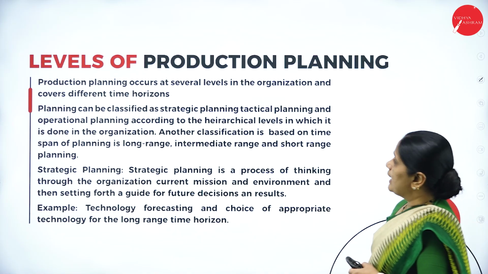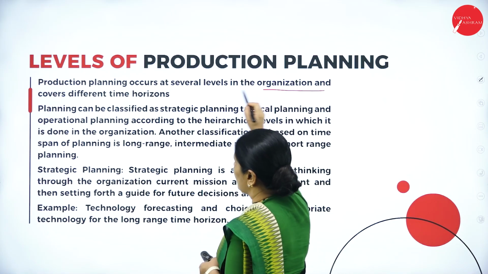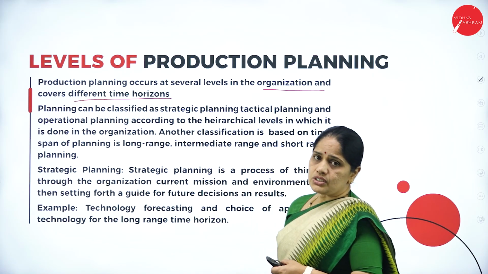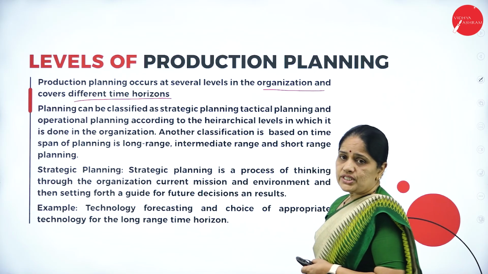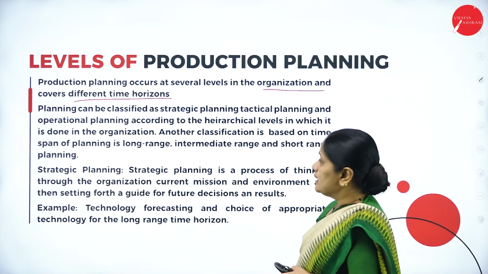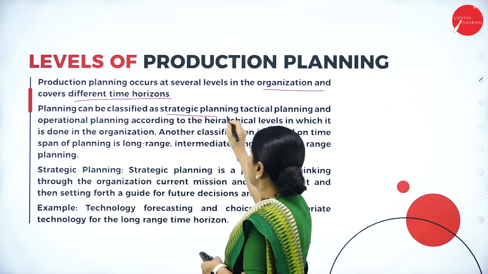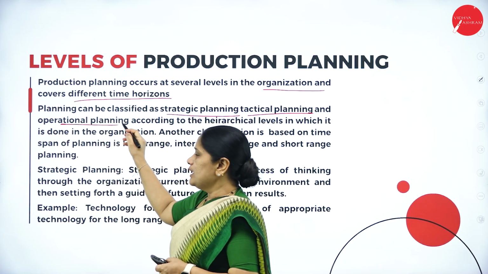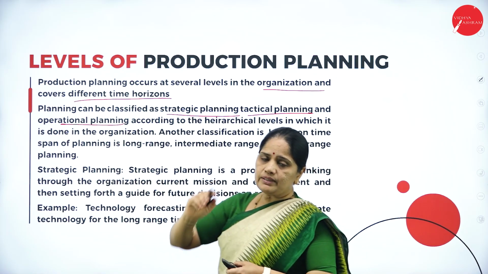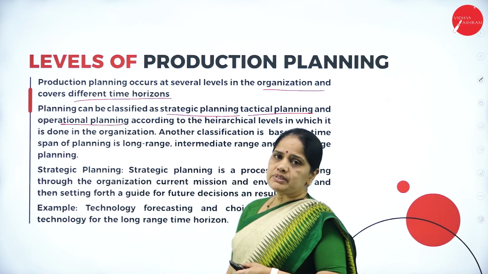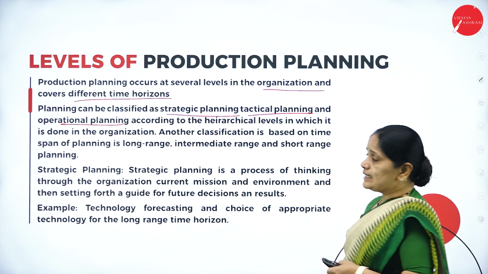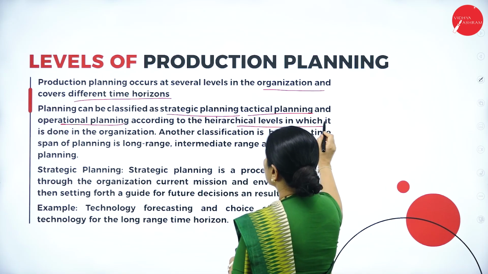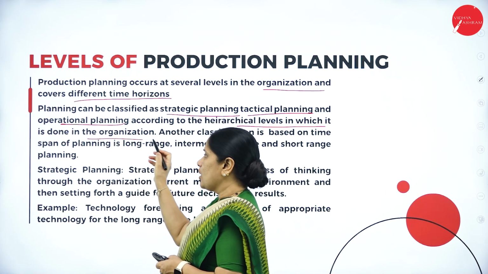Then, production planning occurs at several levels in the organization and it covers different time horizons. So, what are the various ways in which we can have the production planning? Here it can be classified as strategic planning, tactical planning and operational planning. So, according to the hierarchical levels in which it is done in the organization.